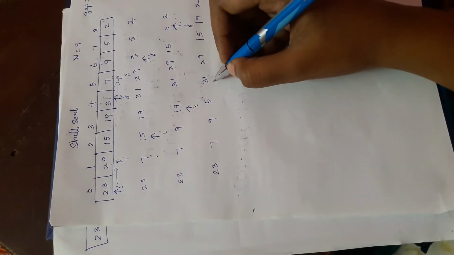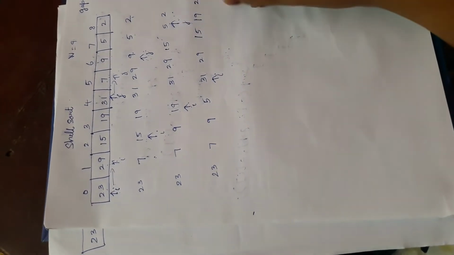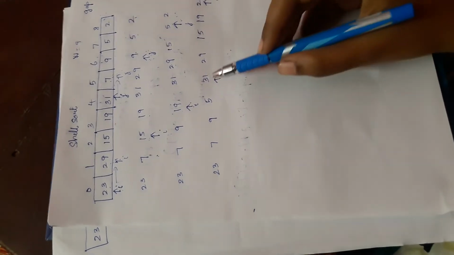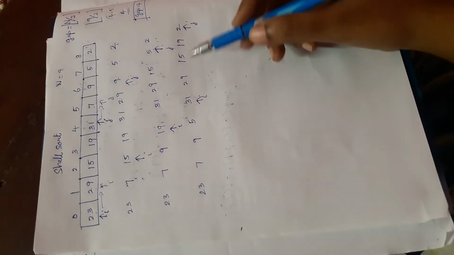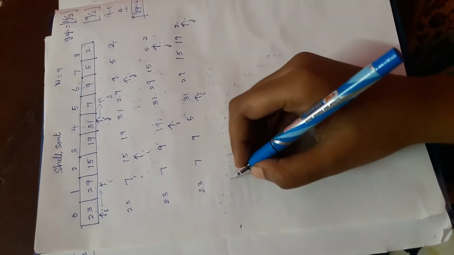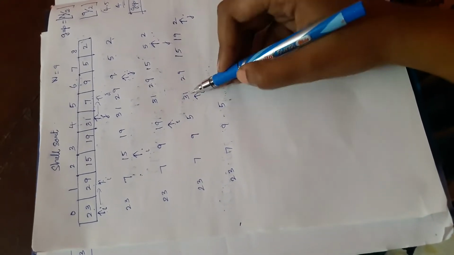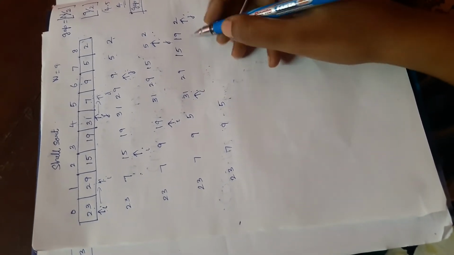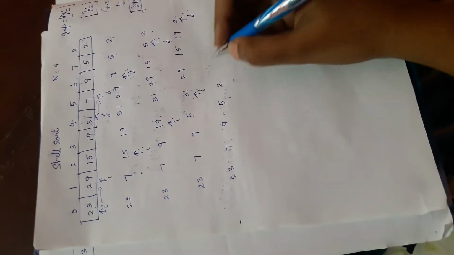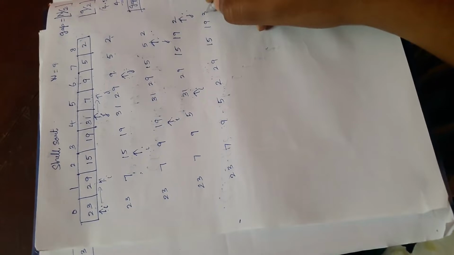So now the position of i is near 31 and j is shifted here. Now compare 31 and 2. Now comparing 31 and 2, 31 is greater than 2. So I am going to do the shifting operation. I will write it again. 23, 7, 9, 5. Now 31 is greater than 2, so I am doing the shifting operation. 2, 29, 15, 19 and 31.